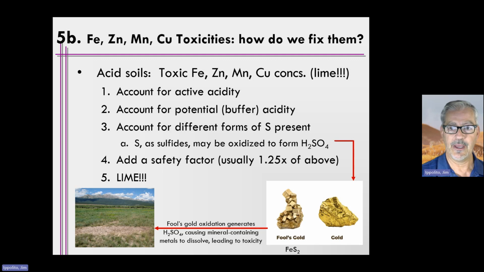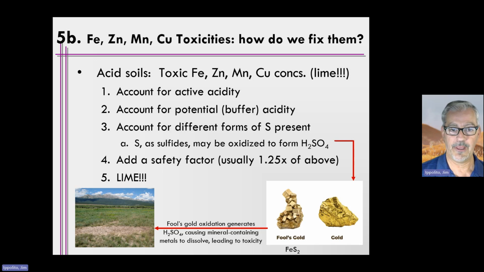And so why do we need to account for different forms of sulfur? We need to account for different forms of sulfur, especially sulfur in the form of sulfide, because sulfide is reduced sulfur, and when it's exposed to the atmosphere and water, it is oxidized and it forms sulfuric acid. And sulfuric acid degrades rocks and minerals that contain iron, zinc, manganese, and copper. The pH of the system is reduced, and these four nutrients or metals, because they're released to the environment, become more toxic to plants.